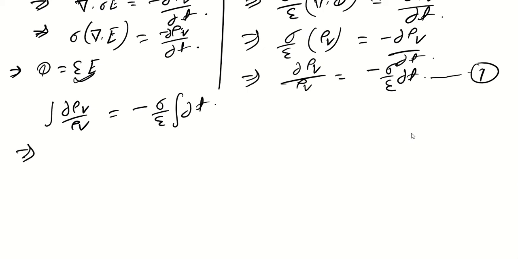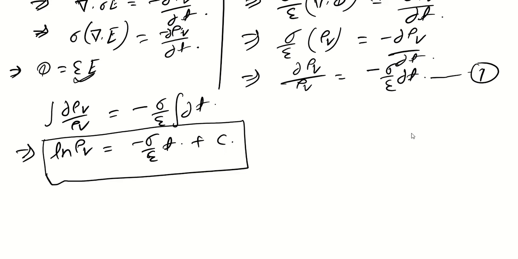So what are we going to get? ln rho v will be equal to minus sigma by epsilon times t plus a constant c. This is how rho v will vary with time. As you can see there is a negative sign, so rho v will keep on decreasing from the interior of the object. Now let's consider the initial conditions.